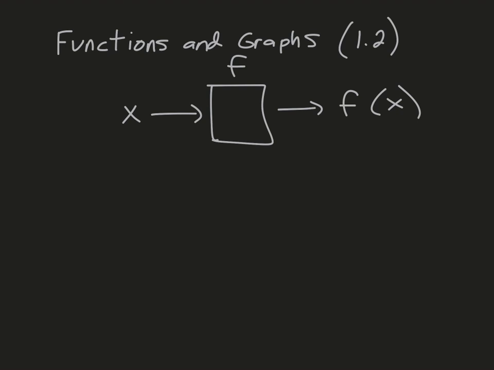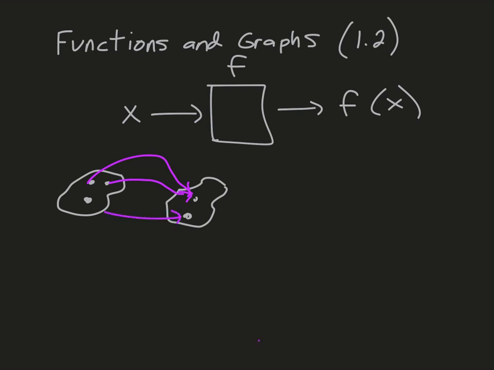You've probably seen this picture before, where you have an x, an independent variable that's put into the box, and then some action is performed upon the box that results in f of x, the literal function being acted upon the independent variable. You might see these mappings as well, where we have our x's on the left-hand side being mapped to our f of x's on the right-hand side.